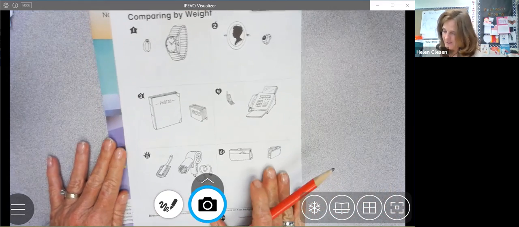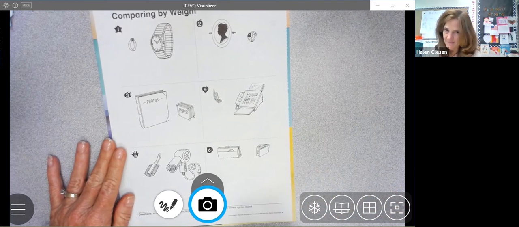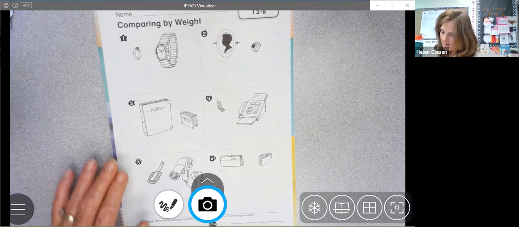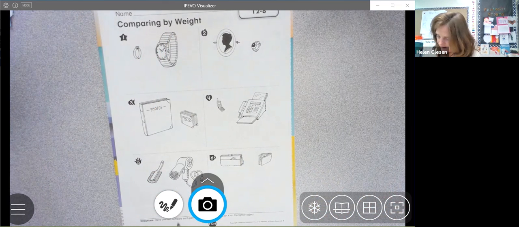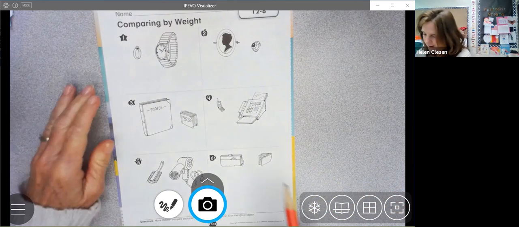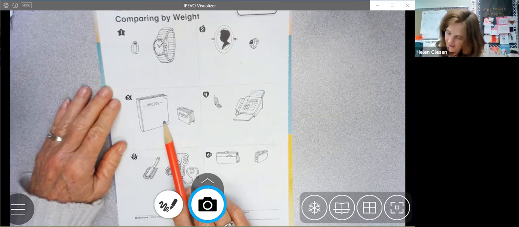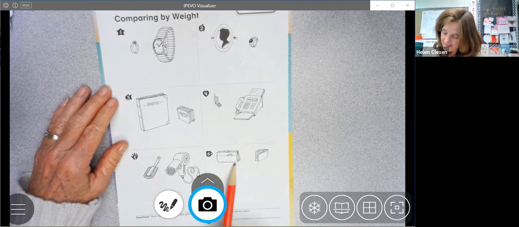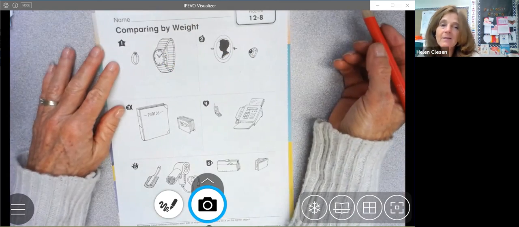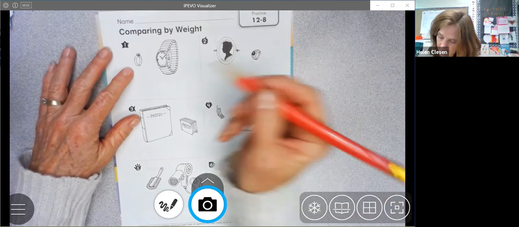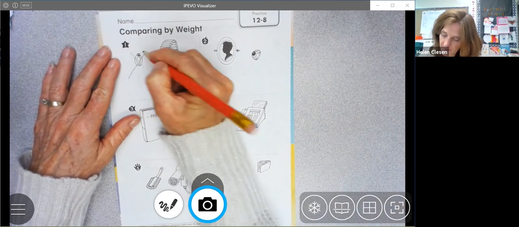Okay, remember, if you need to take a break, pause the video and come back and see me. On this side, it says comparing by weight. Have children compare each pair of objects and then mark an X on the lighter object. If it is lighter, put an X on it. I'm going to do 1, 2, and 3, and I want you to do 4, 5, and 6 by yourself. So they asked me to put an X on the lighter object. I believe a ring is lighter than a watch.